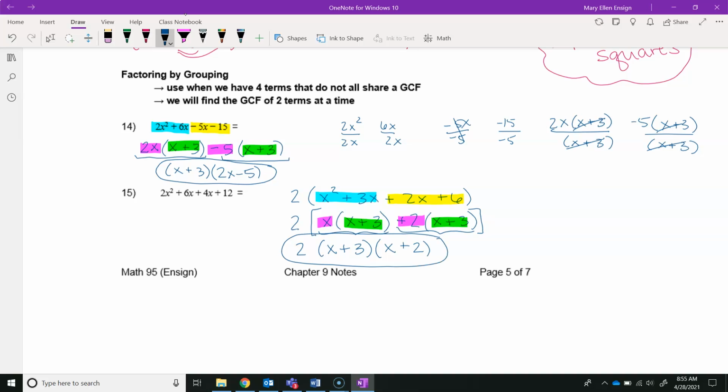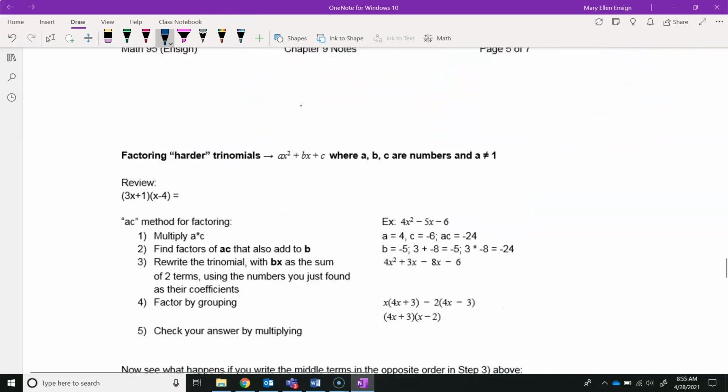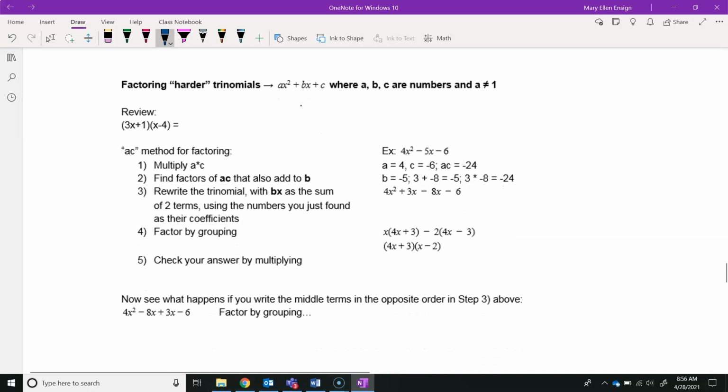Now you can multiply this back to check it. Remember, when I have 3 things to multiply, I can do it in any order to check, to multiply back, right? I can do 2 times x plus 3, get an answer, and then multiply by x plus 2, or do the x plus 2 times the x plus 3 first, whatever you would like.